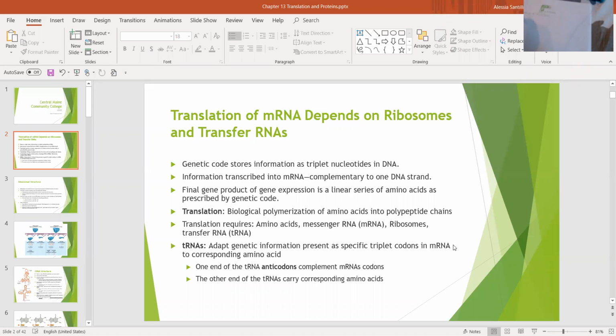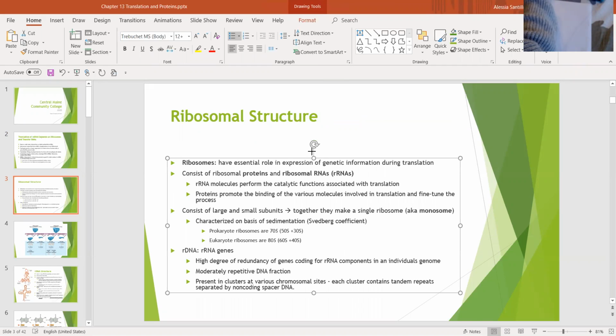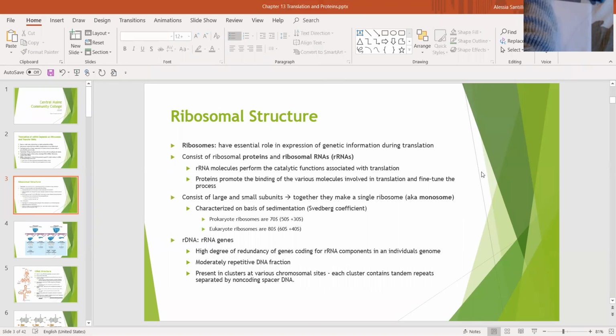We're obviously going to be going over the structure in a little bit more detail and talk about the ribosomal structure as well. So first things first is the ribosomal structure. Now the ribosome has an extremely essential role in this translation, right? This is where translation actually happens. It's the site of protein synthesis. And the ribosome is composed of a few things. It's composed of a few proteins, right?